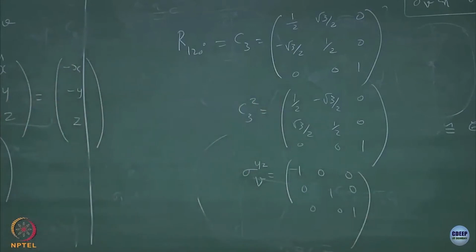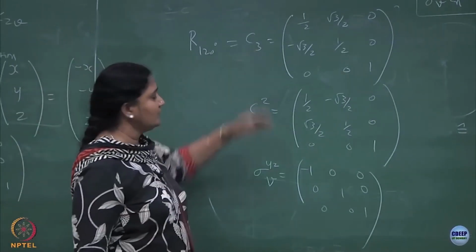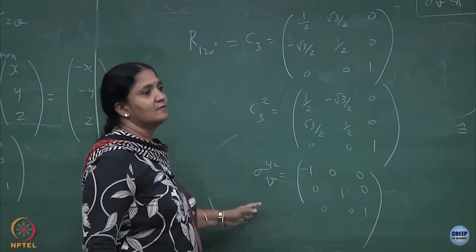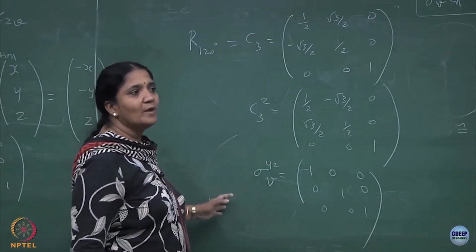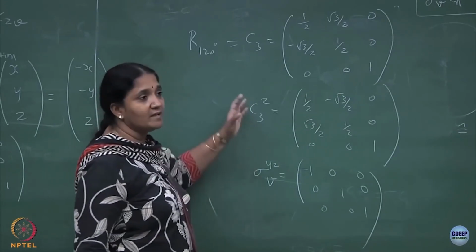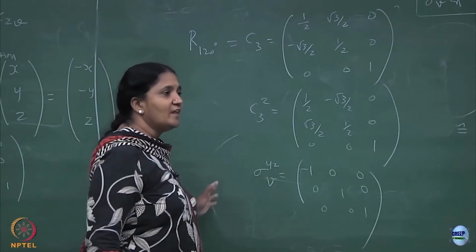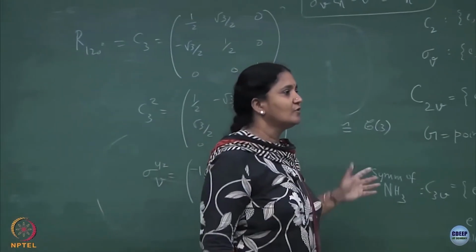And now you can generate other elements of the C3V group. How do you do it? You just multiply things, you multiply this with this, C3 squared with this. You can start generating the other two elements, right. Once you have a sigma v, you start multiplying and see how many non-trivial elements you get, and you generate a matrix representation for the C3V group.